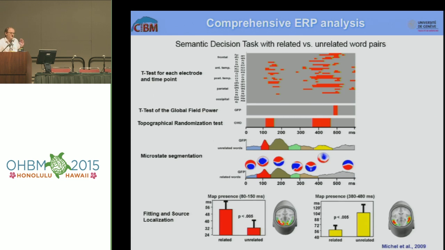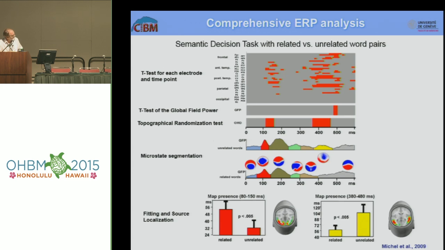That's nice, that's the beginning, but now the next step would be to do this microstate segmentation, this k-means cluster analysis. And what you see here is that these are the two conditions again. These are the unrelated words, the related words. This is the global field power. And in color, again, coded the segments with the different maps, sorry, the different maps identified by the k-means cluster analysis.